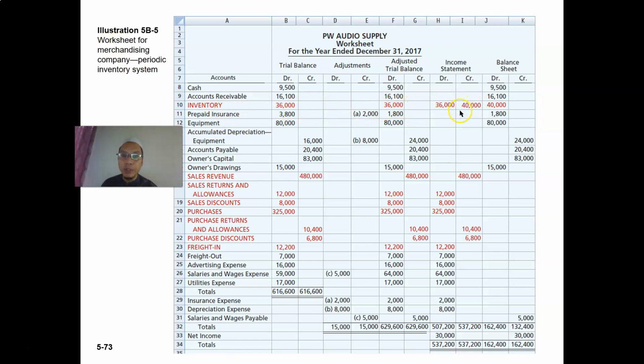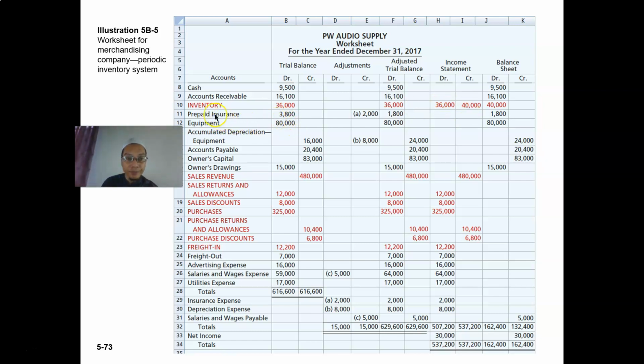We put the ending balance of inventory under the credit side of the income statement, and we also put the ending inventory on the debit side of the balance sheet. So our balance sheet should show the ending inventory. But the original trial balance will have the beginning inventory, and the income statement will have both the beginning and the ending, because both of these are used to calculate the cost of goods sold.